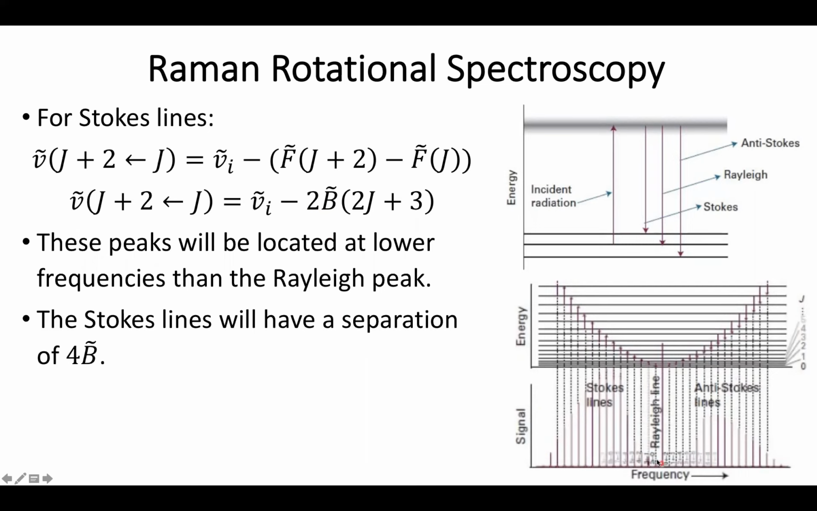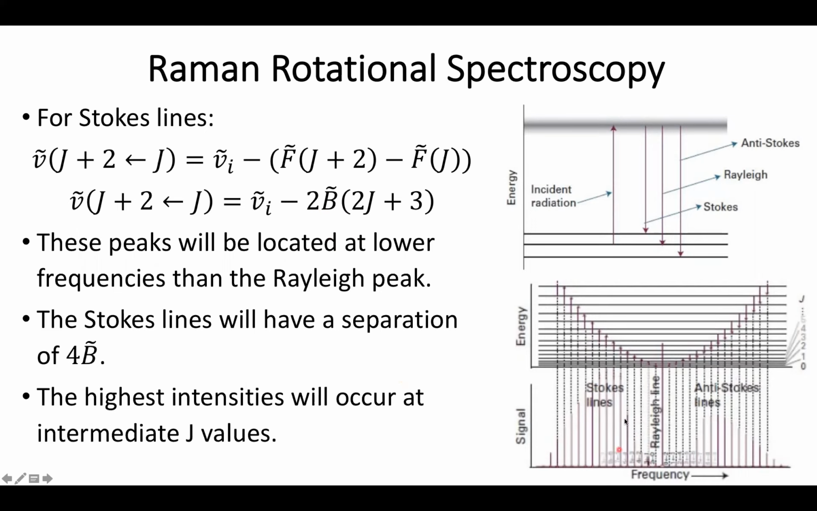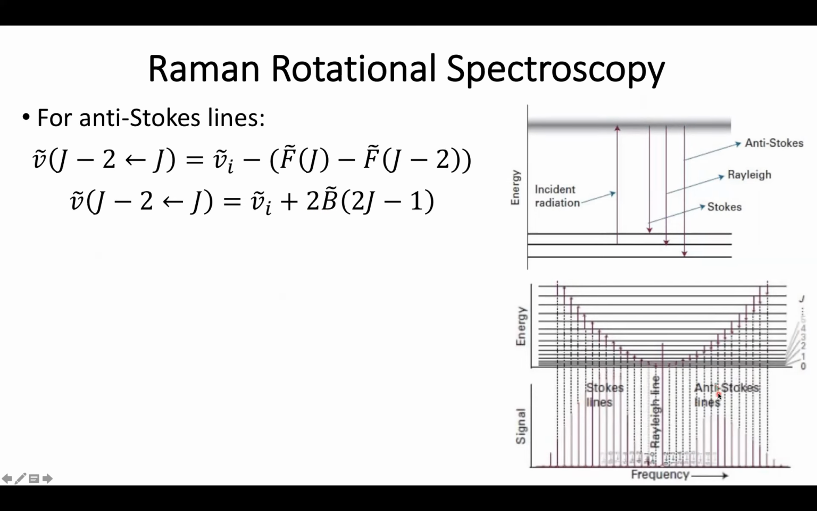And again, similar to absorption events, we're going to have a highest peak intensity for J values that are most commonly occupied. So again, at these intermediate J values. However, we can also do the same analysis while looking at the anti-Stokes lines. So now I'm decreasing J levels as I go from J to J minus 2. So I should have a slightly higher energy. And again, we can do the same idea by subtracting out the difference, which should be negative, of my initial state and my ending state.